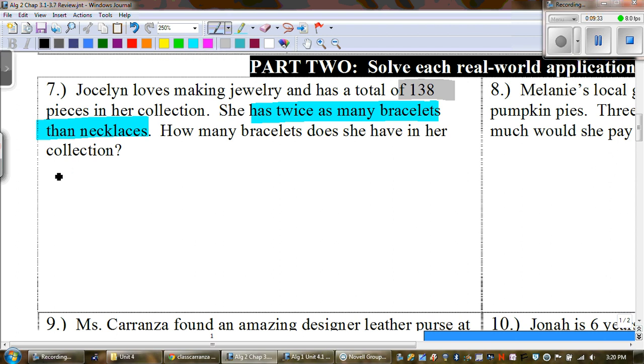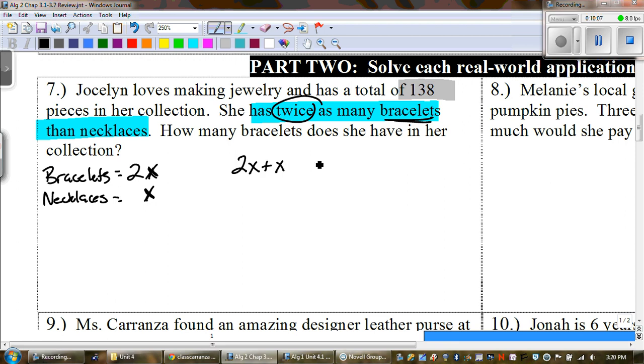So the first thing I notice is they're talking about bracelets and necklaces. I'm automatically going to say that both of them are x because they both need a variable. Now, what do we have more of? Well, right here it says she has twice as many bracelets. So if she has twice as many, that's 2x. Okay? And then we've got our two variables, 2x plus x, and that equals 138. And now we can solve.